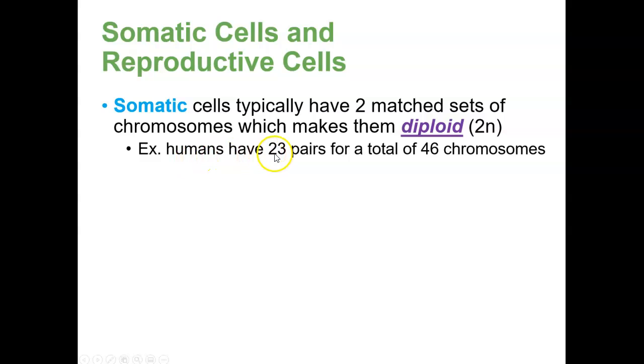So in humans, we have 23 pairs of chromosomes for a total of 46. So for chromosome pair number 1, you have 2 copies of that. One you received from the maternal side, one you receive from the paternal side.